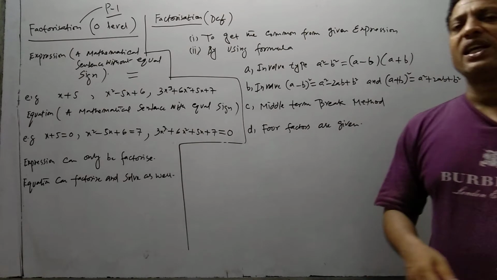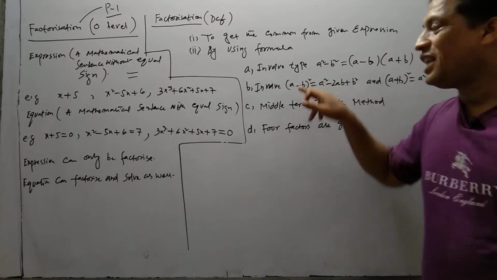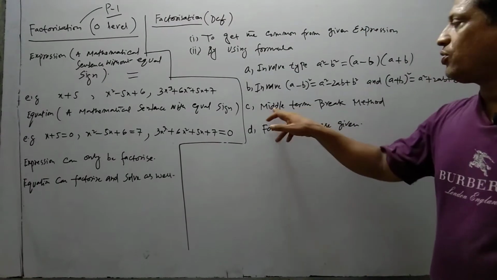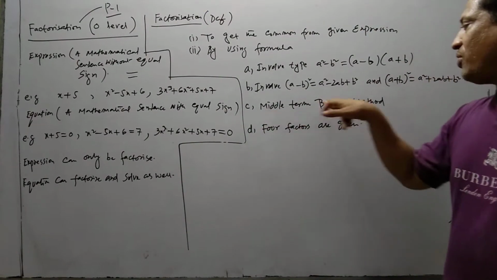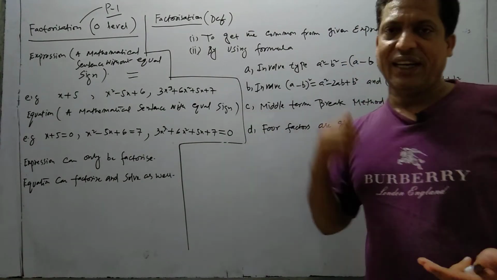Sometimes the expression cannot be converted in this form or in this perfect square form. So what do we have to do? In this case, we apply the middle term break method. How to apply the middle term break method? I will tell you later.